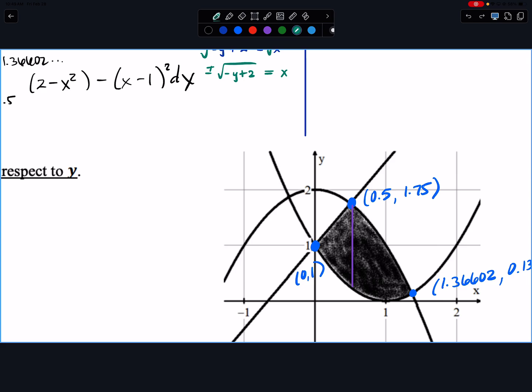What's nice about this problem is, do you guys notice our area is on the positive side of the vertex? So do I really care about the negative part? No. So I only care about the radical part. So this right here, I'm going to highlight this. This entire graph right here is going to be square root of negative y plus 2, because we need that in order to do the integral.